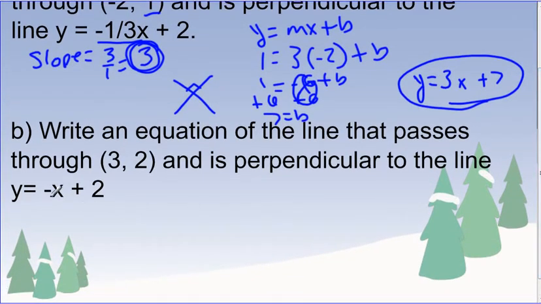Okay. Letter B. Same deal, we need to write the equation of the line that goes through this point and is perpendicular to that line. So the first thing we need to do is find what is our new slope. Our new slope is going to be the opposite reciprocal of this slope. That has a slope of negative 1. See, it's negative 1x. Well, the opposite sign of that is going to be positive. And if you take this as a fraction, you flip it upside down, you're still going to get 1 over 1. So our new slope is going to be a positive 1. That's the new slope.